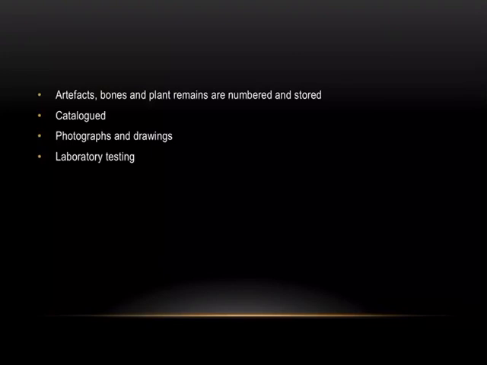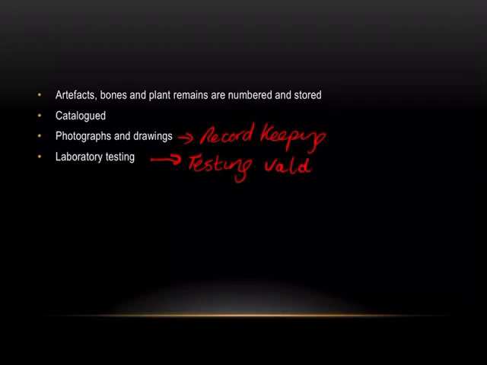So you're storing artifacts, bones, plant remains, you're numbering them, you're storing them. They all have to be catalogued. Again, you're taking photographs and drawings of the site for record keeping. And again, laboratory testing. You're testing the validity of an item, and you're also testing the age of an item or an object.